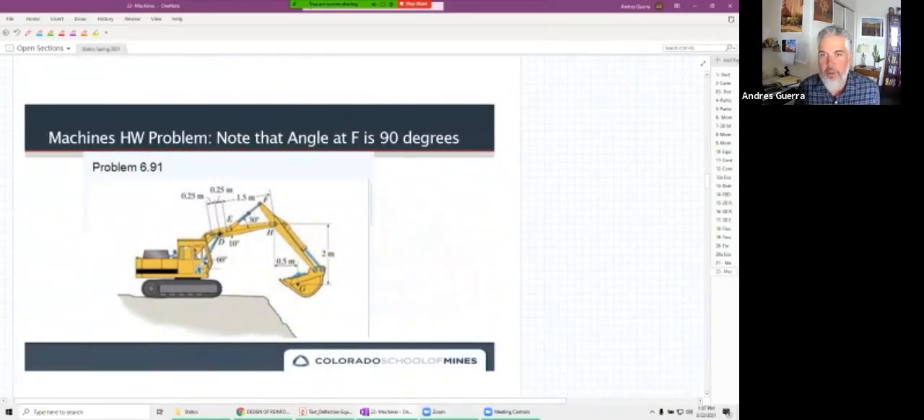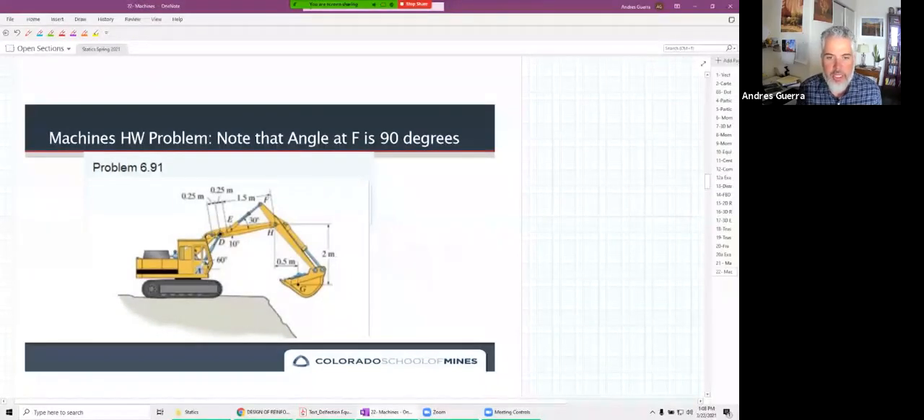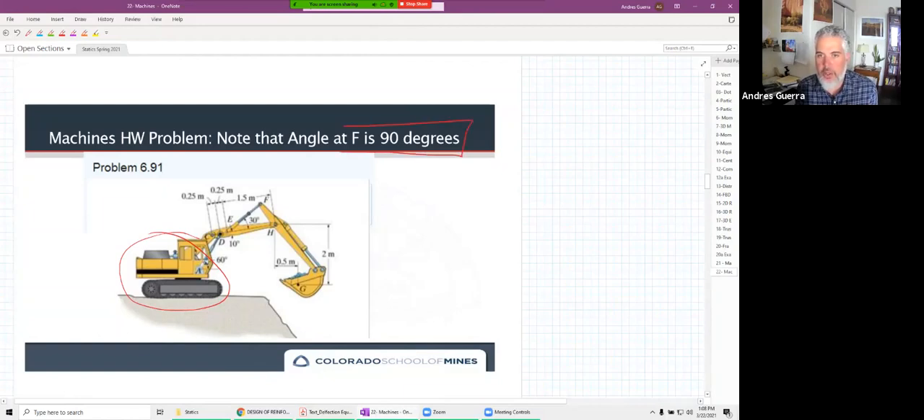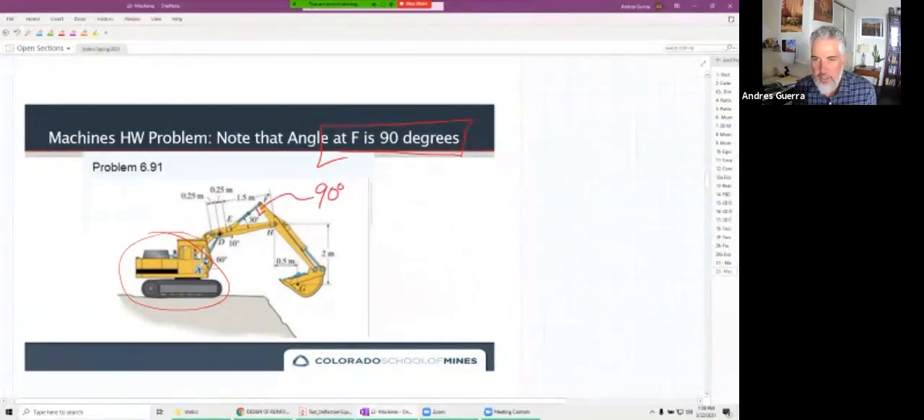Like in this homework problem, actually the whole thing is not going to work, and part of the reason we know that is because they don't really tell us any geometry over here at this thing. But we still want to think about this in terms of what are our rigid objects, and those are all of our options for FBDs. We talked about this last time, but note that the angle at F is 90 degrees. You have to know that angle of 90 degrees in order to solve this problem.